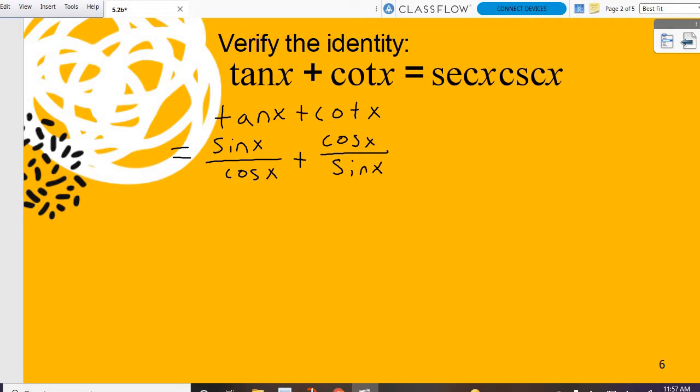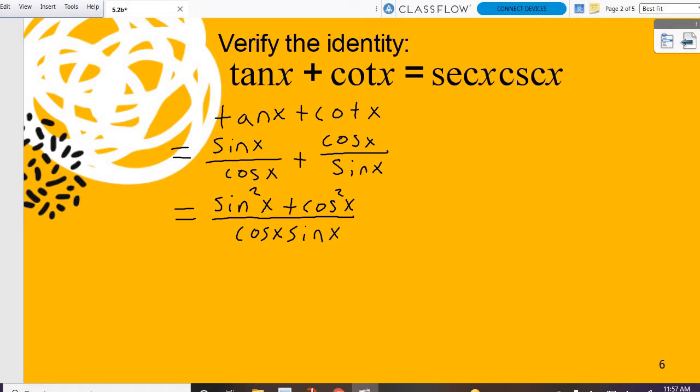So then we have two fractions that are being added together. So how do we combine those? Find a common denominator. What's my common denominator going to be here? Cosine sine. So what do I need to multiply my first fraction by? Sine. So what do I end up with on top? Sine squared. What do I need to multiply my second fraction by? Cosine. So what do we end up with on top there? Cosine squared. And then on bottom, we have cosine sine.